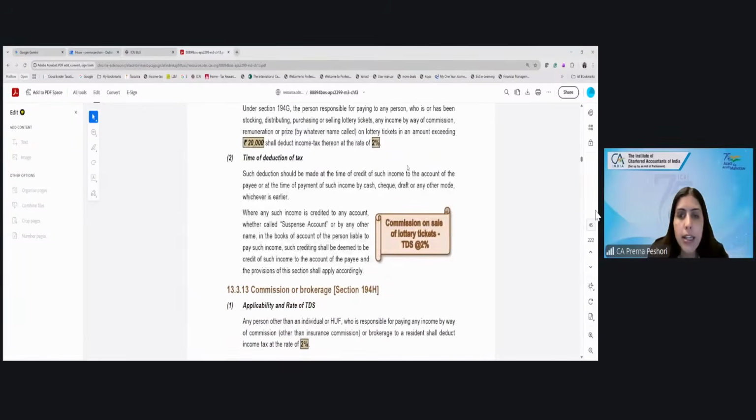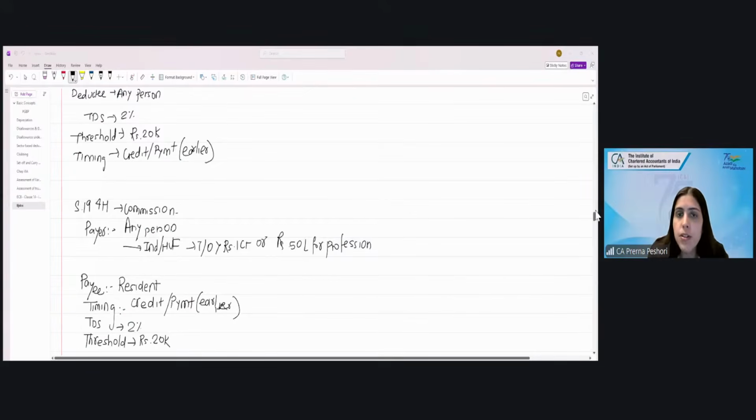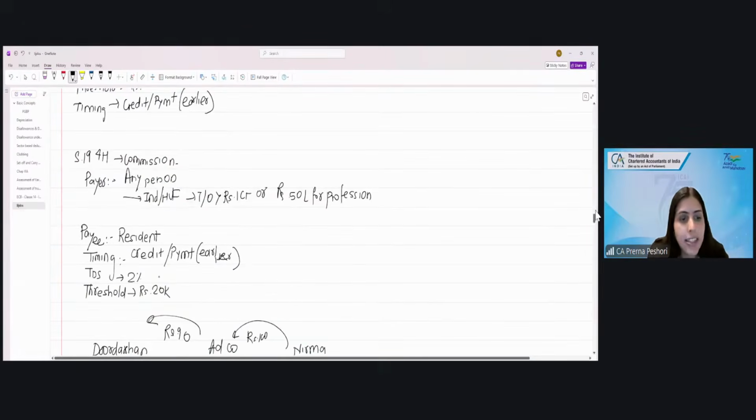Okay. Next we have section 194H. What is 194H about? Commission. Payer is any person other than individual or HUF. For individual or HUF, the condition is that their turnover from the business should be more than 1 crore in case of business in the preceding financial year and 50 lakh in the case of profession in the preceding financial year. What is the TDS? 2%. What is the threshold here? 20,000. And timing is payment or credit, whichever is early.